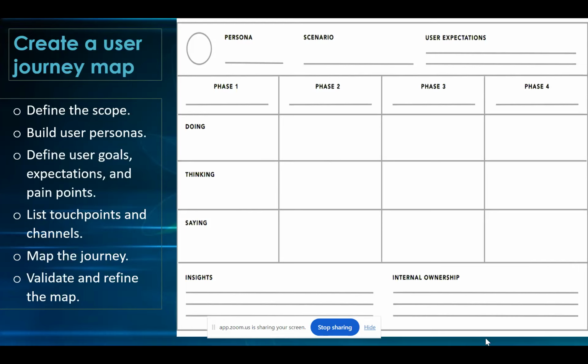So again, these are the different steps: define the scope, build your personas, all of that. We talked about all of that, map the journey. And then the last part is very, very important, and that's validating the map. Adelu talked about iteration. It's the same thing.